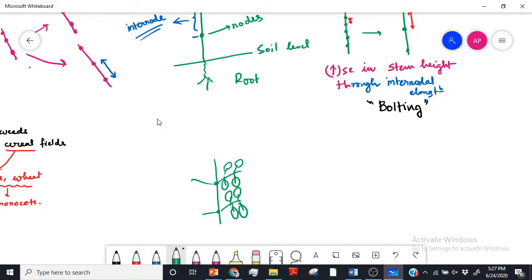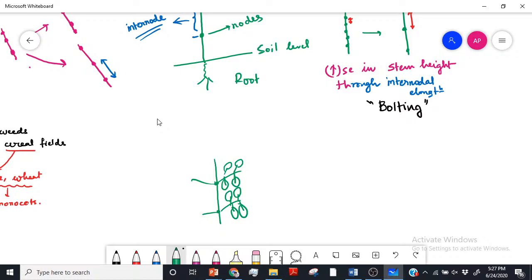Now if the nodes are very close, that means internodes are very small, then the leaves will get crowded, they will have a bushy appearance. If the leaves get crowded or congested in a place, then the chances of a leaf getting good sunlight is reduced, because one leaf may get covered by the shadow of another leaf. In that case effective photosynthesis will not take place.